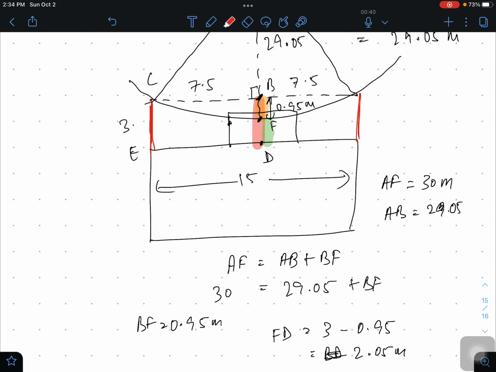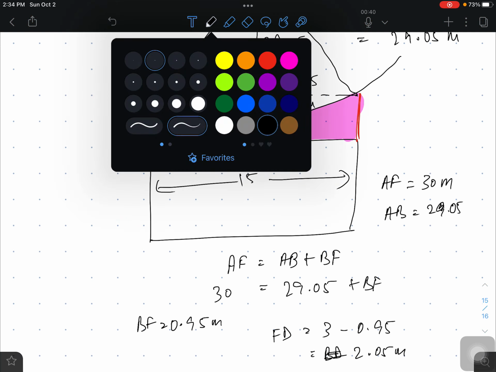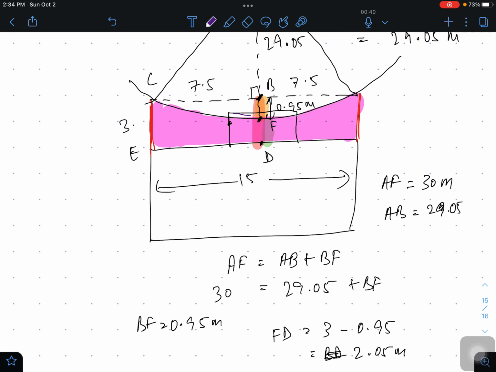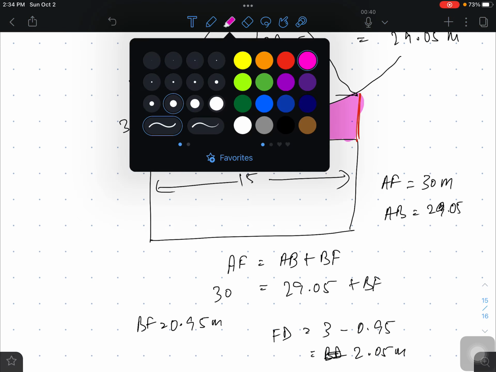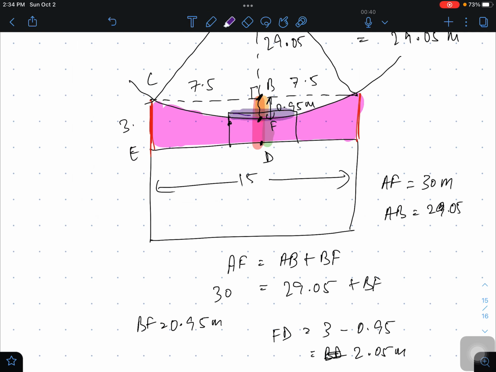So the protection zone is defined by this pink, and what is the unprotected area? I will color it in purple. This is the unprotected area now. So that means we are not able to offer correct protection.